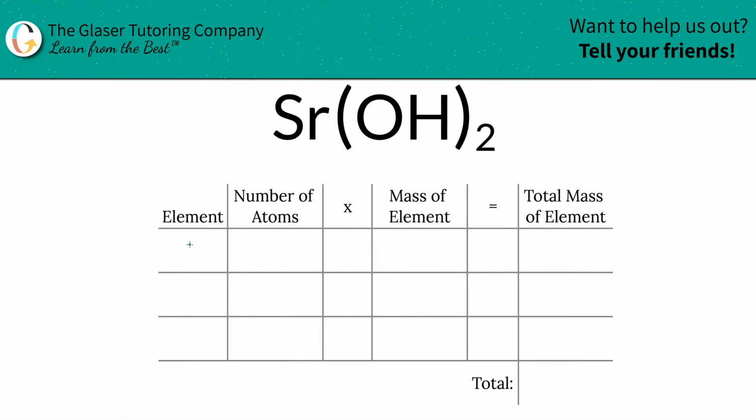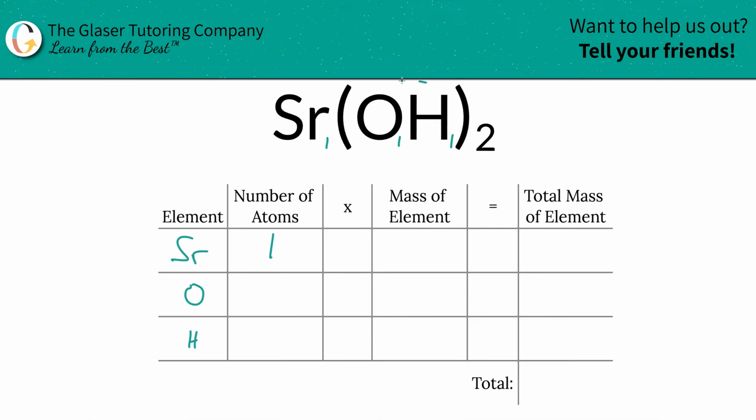So the first thing we're going to do is write down the elements we have in the compound. So strontium, oxygen, and hydrogen. Next is then to identify the number of atoms of each, and that's where the subscripts come into play. Okay, so if you don't see a subscript there, just put a 1. So we have 1 strontium atom.